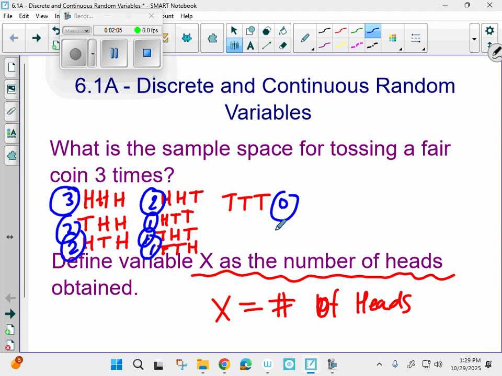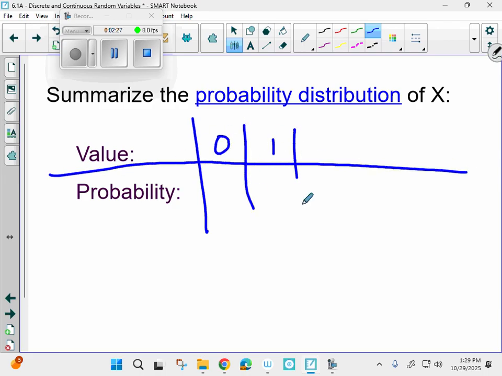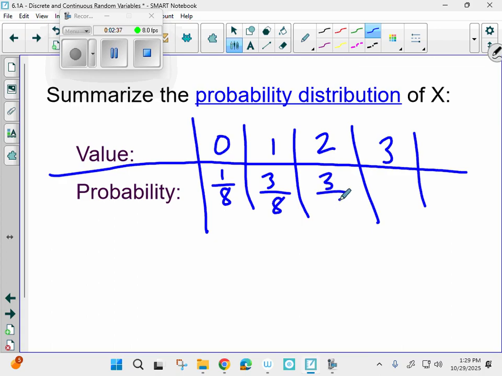1 out of 8. What's the probability of getting 2 heads? 3 out of 8. And 1 heads? 3 out of 8. And no heads? 1 out of 8. Happens 1 time out of 8 times. So we would make what's called a probability distribution for this random variable x, and we either get 0 heads, 1 heads, 2 heads, or 3 heads. The chance of 0 heads was 1 out of 8, the chance of 1 heads was 3 out of 8, the chance of 2 heads was 3 out of 8, and the chance of all 3 heads, 1 out of 8.